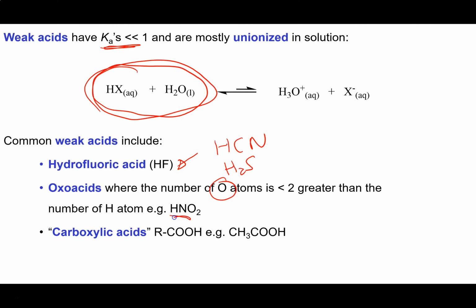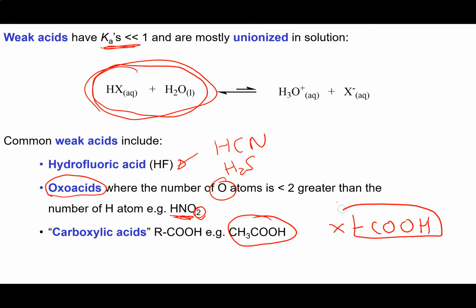So here's a good example. Here it's nitrous acid. You only have 1 more oxygen than hydrogen. Okay, so oxo acids, where you just don't have enough oxygens, are weak. And then we've got carboxylic acids, and the classic example is acetic acid, and they all kind of have this grouping of atoms COOH at the end, and you'll learn later in organic chemistry exactly what's going on with this group of atoms. These are a very interesting class of compounds, but all carboxylic acids are weak.